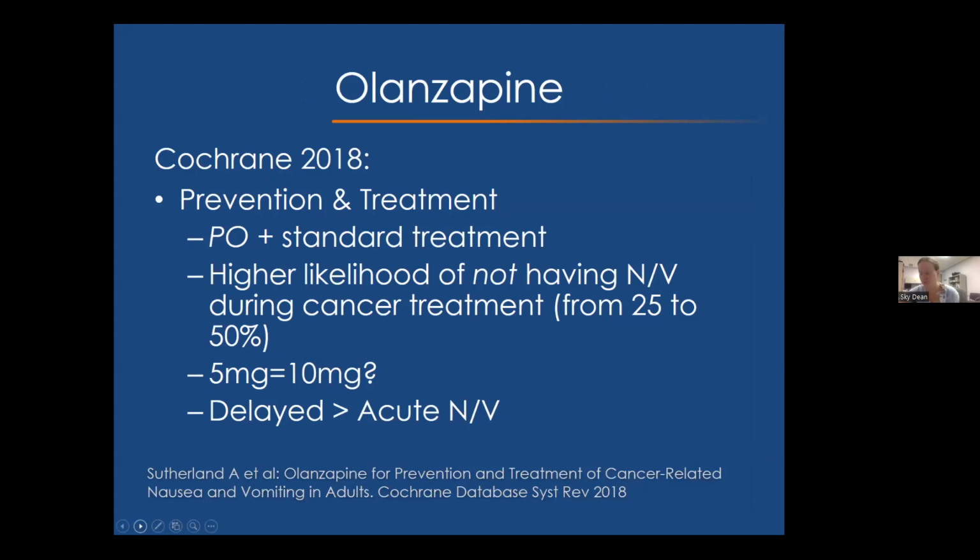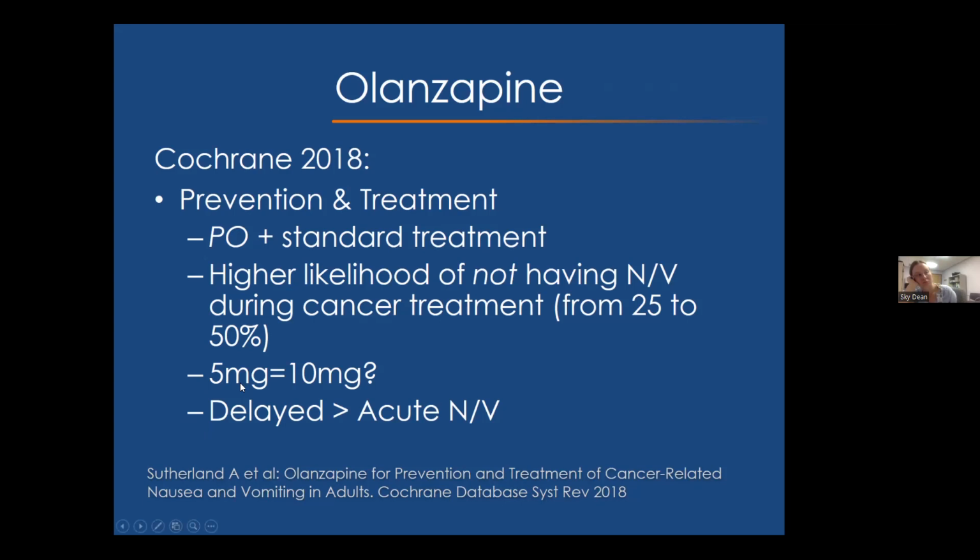So olanzapine had the Cochrane review, and it actually works for prevention as well as treatment. So check if your patient got it when they had their chemo, because depending, it might be a first line or not. This is the Cochrane review, right? So not only a single study, but the chances that you don't have nausea or vomiting went from 25% of patients being free of nausea and vomiting to 50%, which is a really astounding result.